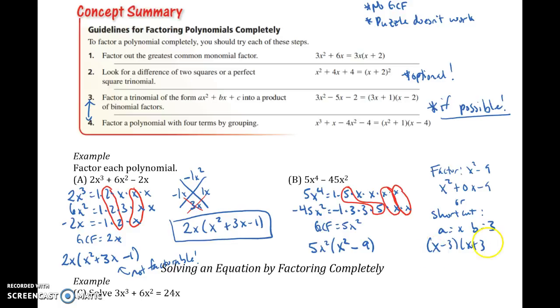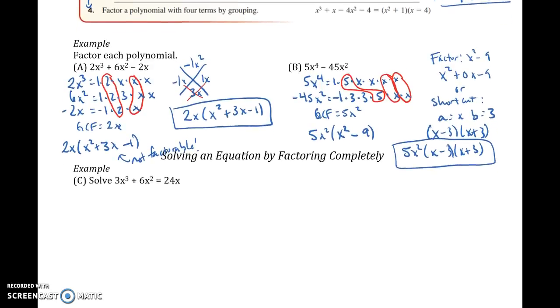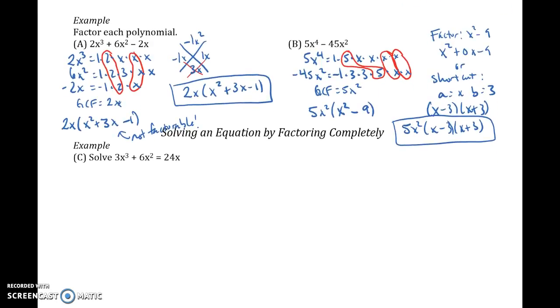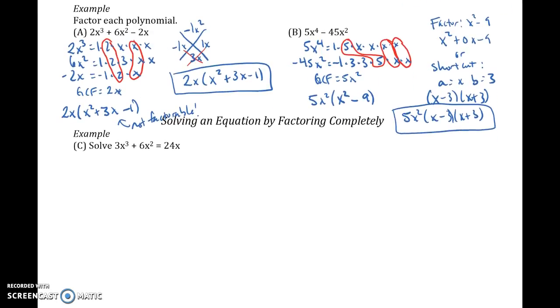And then I'm going to put it all together. So my final answer is 5x squared times x minus 3, x plus 3. That's everything factored completely. Okay? So we can now do this to help us solve equations and use that zero product property. And again, I think the more you practice it, hopefully the more you're going to see what's factorable, what's not factorable, the more you're going to be more comfortable with everything.